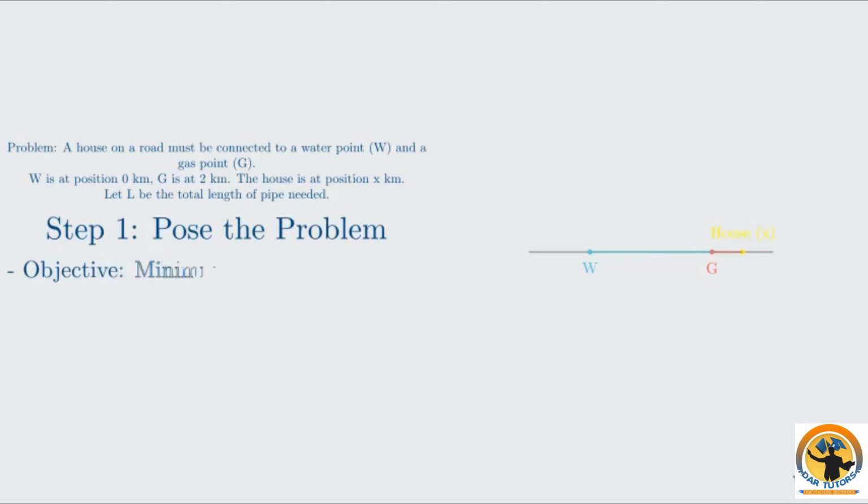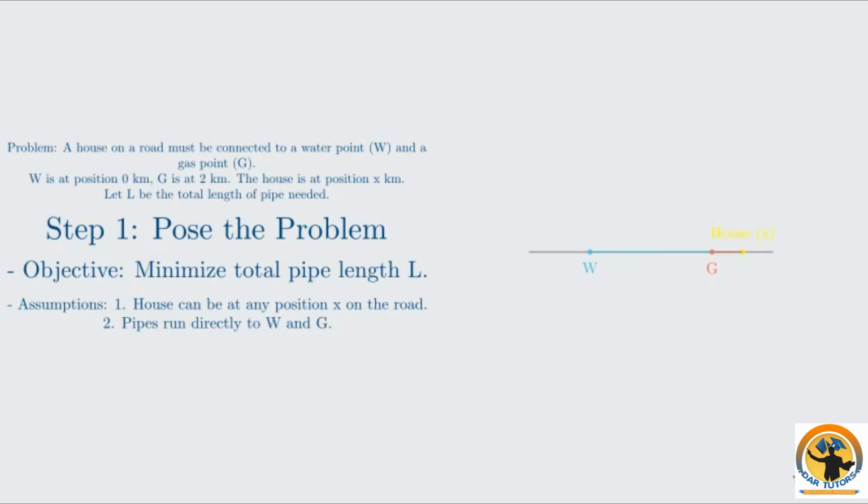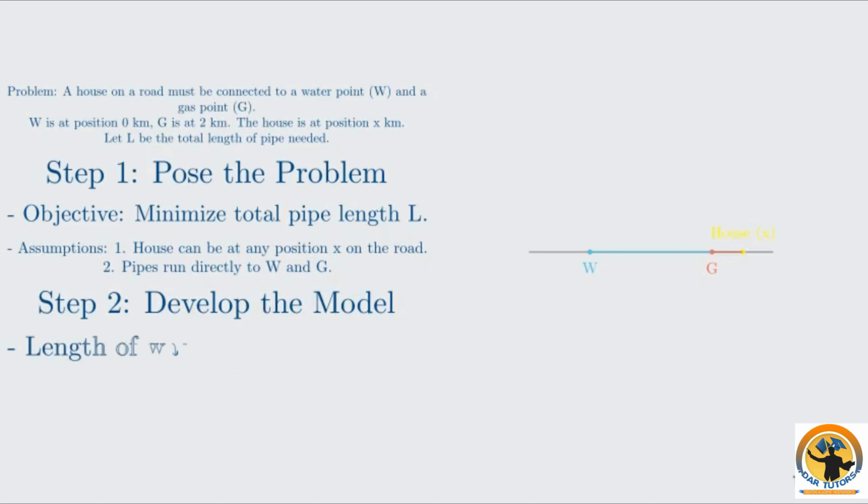First, we pose the problem. Our objective is to find the minimum pipe length. What are our assumptions? We must assume the house can be built anywhere on the road. We also assume the pipes run straight from the house to each access point. Next, we develop the model.